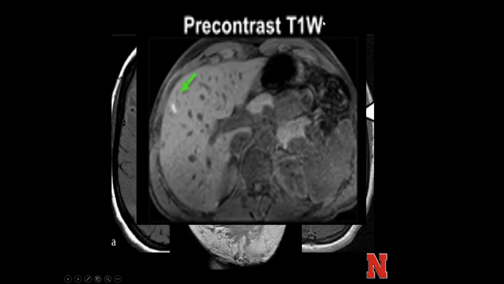This is a pre-contrast T1 weighted image in a melanoma patient that had melanoma liver metastases. Again, the metastasis was inherently bright on T1 because melanin is inherently bright on T1.